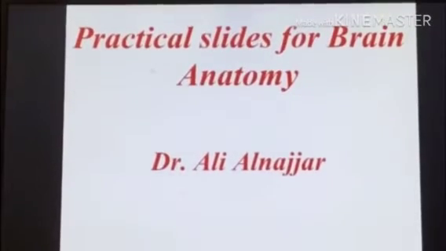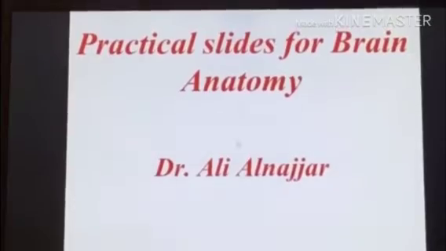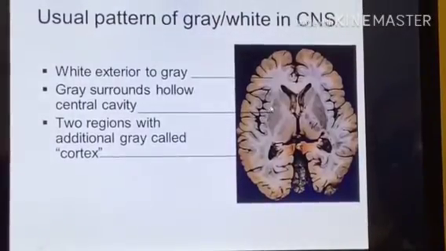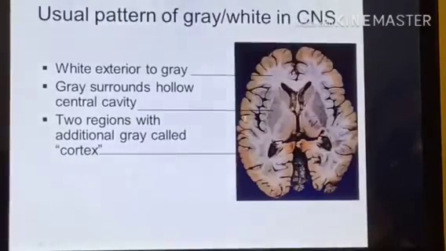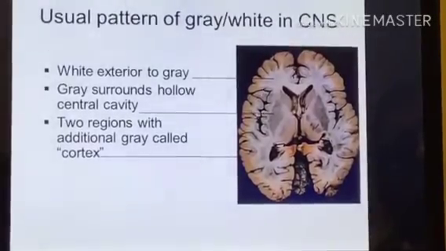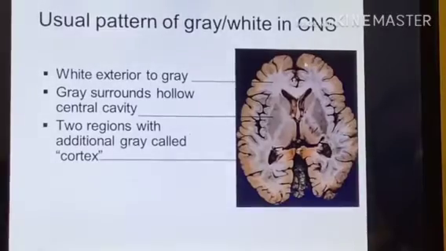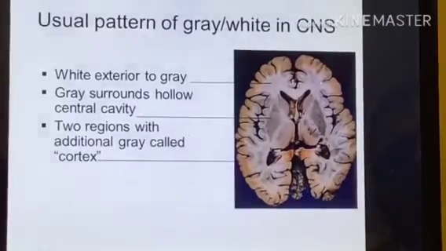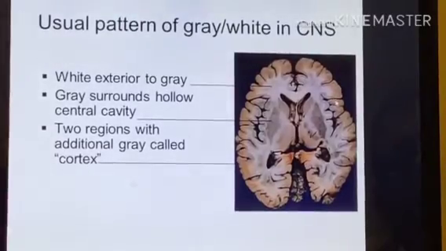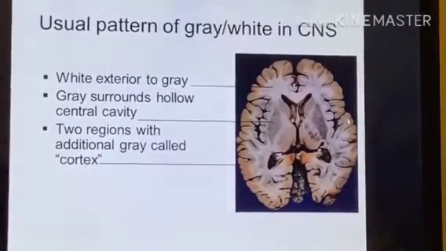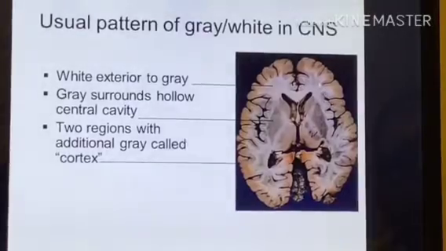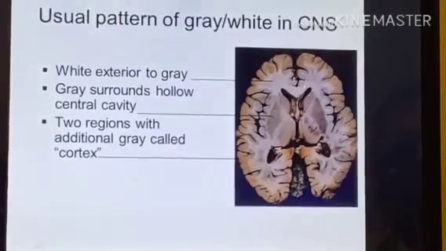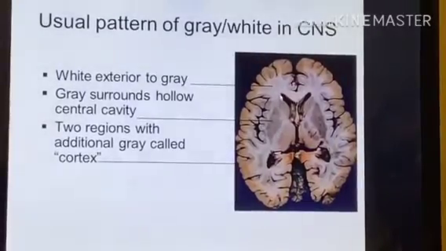I will discuss some of the practical slides in brain anatomy. This is the first slide, showing you a transverse section through the brain tissue. The outside here is called gray matter, which is formed by the nerve cells. We call them neurons. While here, we call it white matter. The white matter are the fibers.